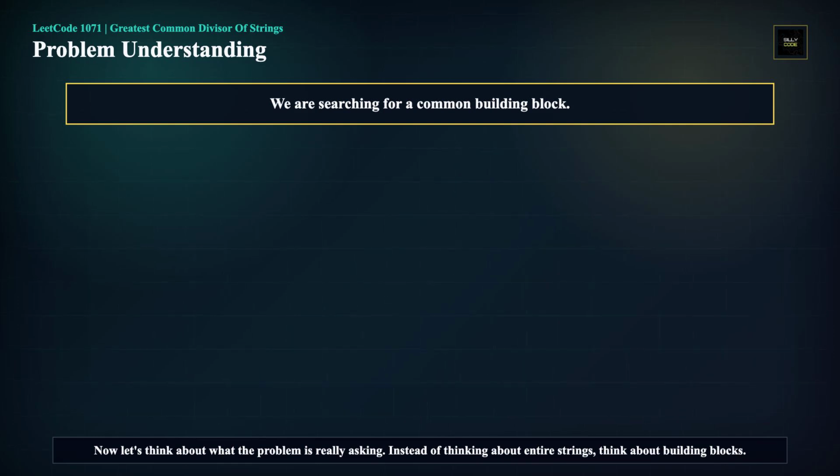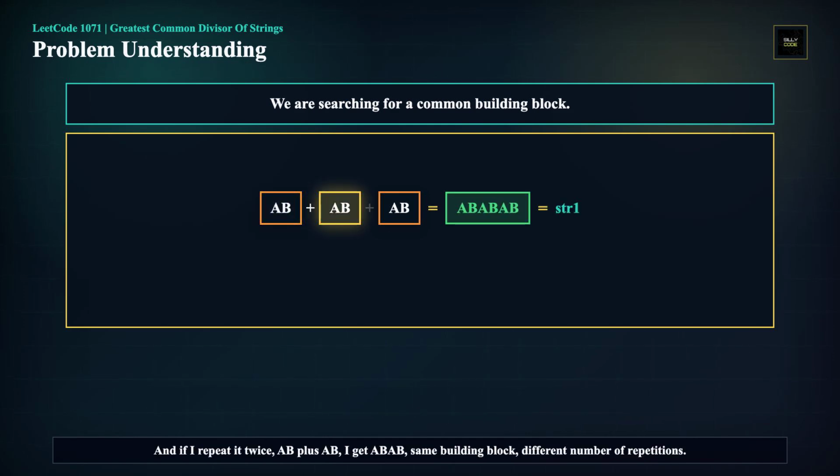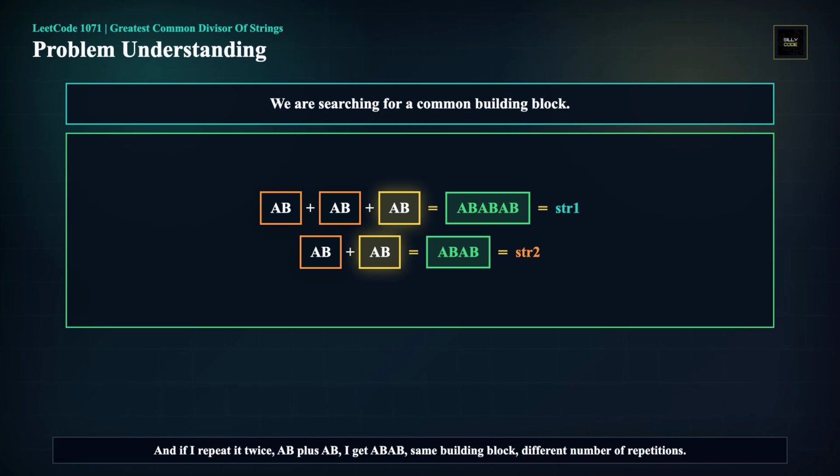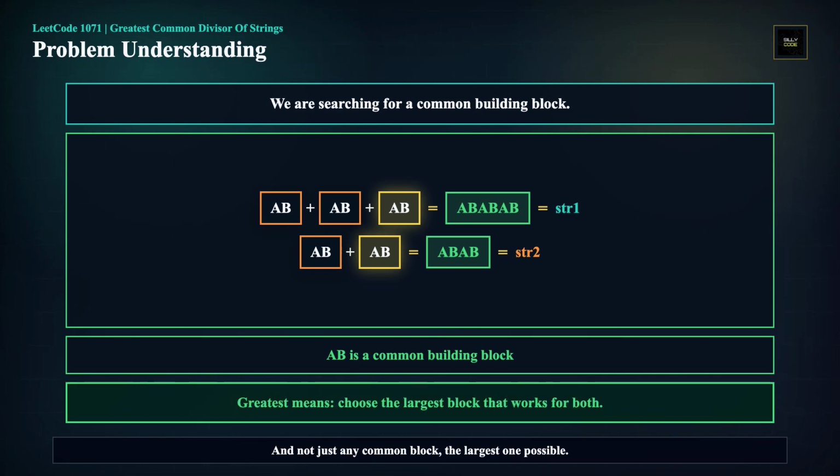Now let's think about what the problem is really asking. Instead of thinking about entire strings, think about building blocks. Imagine AB as a Lego block. If I repeat that block, AB plus AB plus AB, I get ABABAB. And if I repeat it twice, AB plus AB, I get ABAB. Same building block, different number of repetitions. That's exactly what we're searching for. A common building block. And not just any common block. The largest one possible.